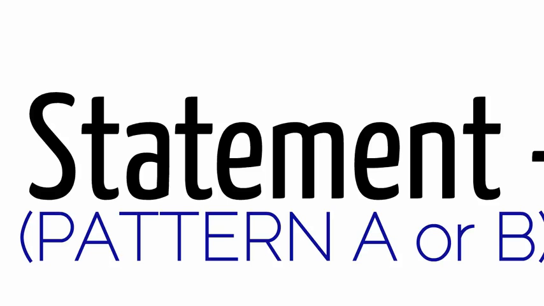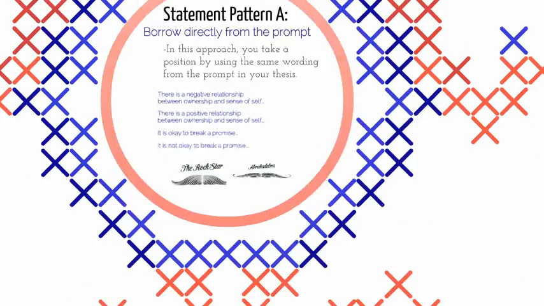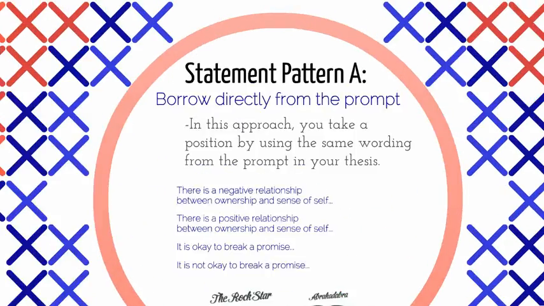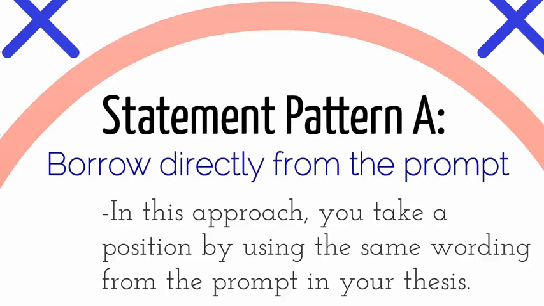Let's start by looking at ways to do the statement portion of the thesis. So one way to do the statement portion of the thesis is to actually borrow directly from the prompt. And what we mean by that is you would actually take a position by using the same wording from the prompt in your thesis. You don't have to reword anything. You actually take the language they use to set up your writing task and you use that language in your thesis. What's good about this is it leaves no doubt that you addressed the prompt because you're using their very words.